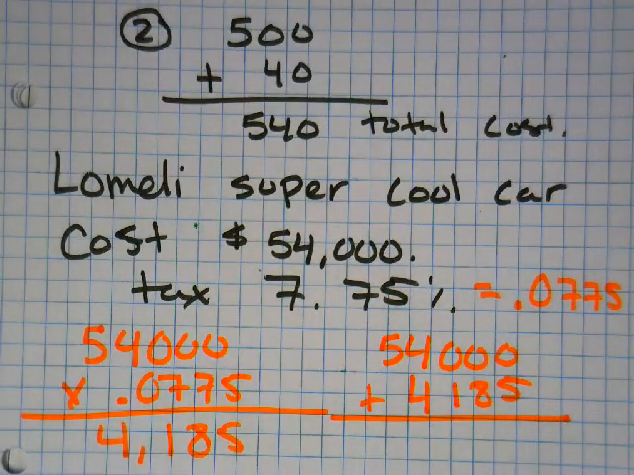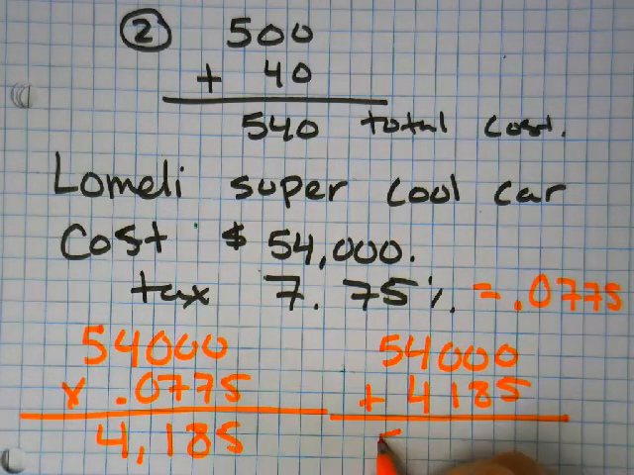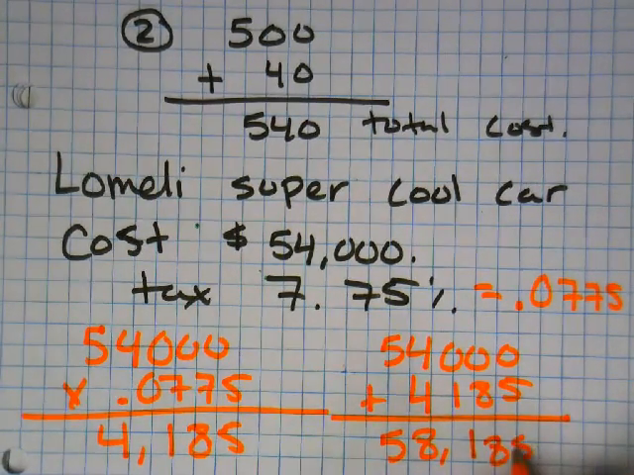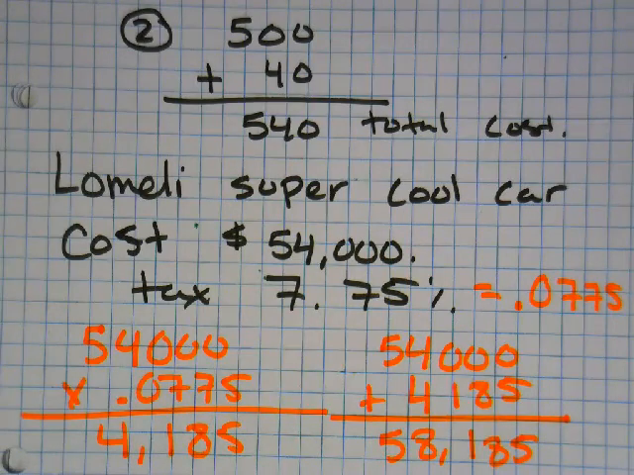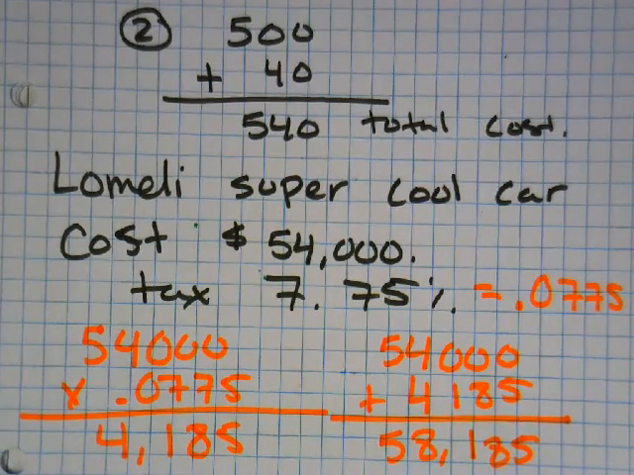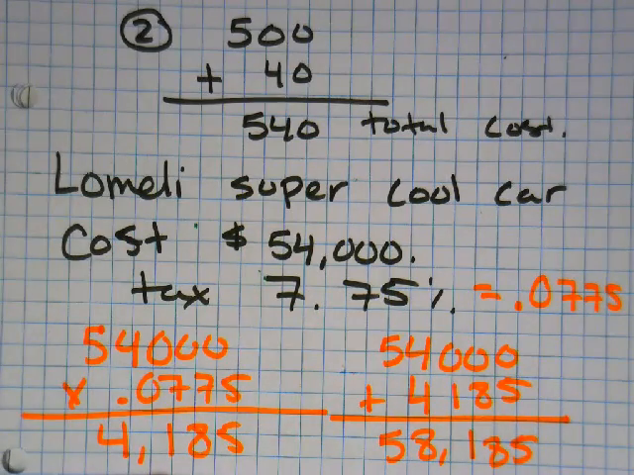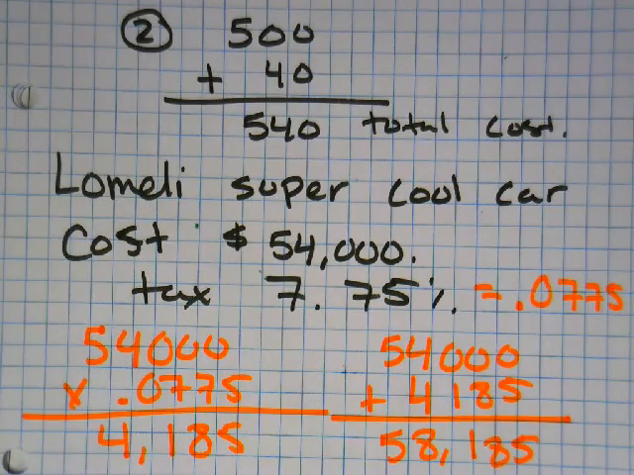Okay, so what is my total cost for this car? $58,185. But if I bought it in Santa Ana, it would be $4,900, which would be like $5,900 total. If I just drive a little bit further, I save myself $800.